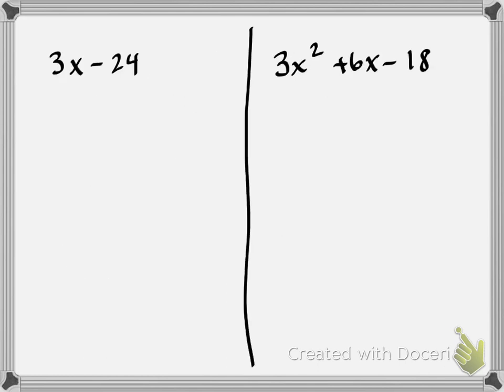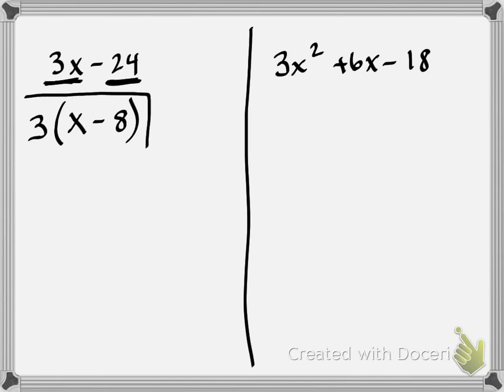Here's a couple more examples. So again, I'm looking at these two numbers right here, and I'm going to say, can I divide the 3 and the 24 by something? Okay, and the answer is yes. I can divide them both by 3. And if I divide this by 3, that 3 basically turns into a 1, or it's just an x. And then this 24 divides by 3 and becomes a minus 8. And that's all there is to it. That's factoring out the GCF.